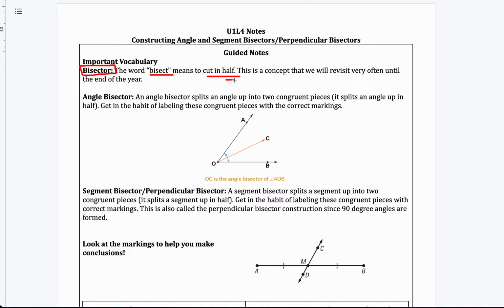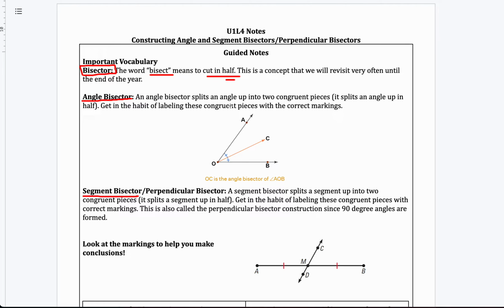This is a concept that we are going to be revisiting in every single unit. So get comfortable with that word bisector and start to associate it with the fact that we are cutting things in half or equally into two congruent parts. There are two types of bisectors that we're working with. We have the angle bisector and we have a segment bisector. Now, if you know what bisector means, you can probably assume what an angle bisector and a segment bisector do.